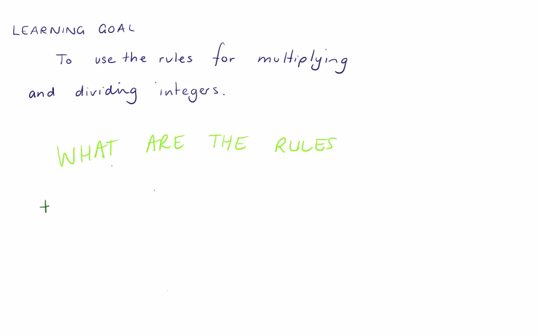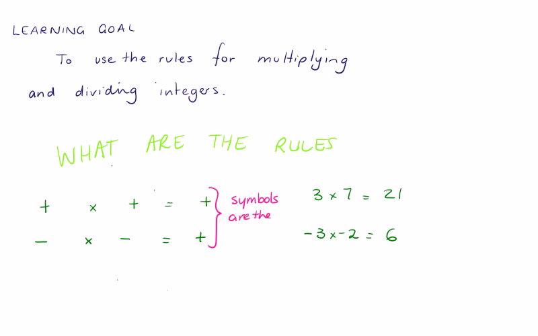So if you have a positive number times a positive number, so for example 3 times 7, your answer is positive, and my answer is a positive 21. But if I have a negative times a negative number, for instance, if I did negative 3 times negative 2, my answer is a positive 6. So the two negatives become a positive. So if your symbols are the same, then you get to write your answer is going to be positive.